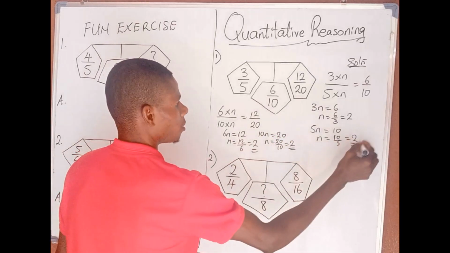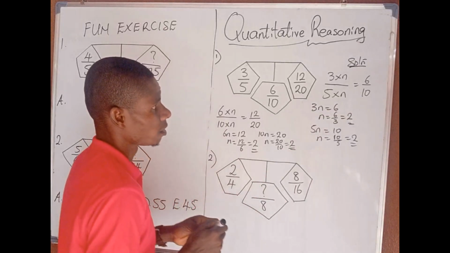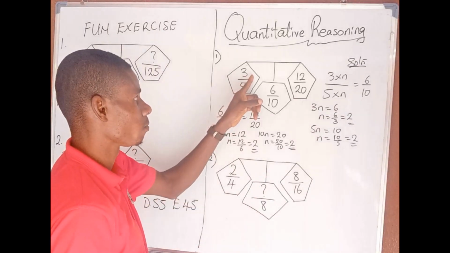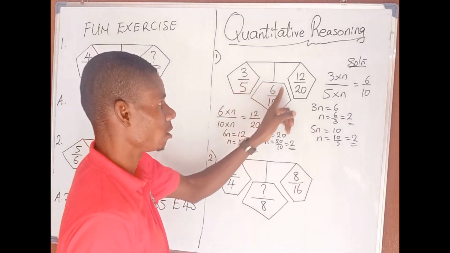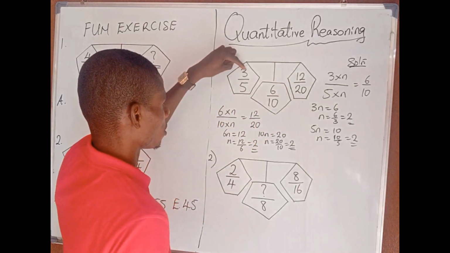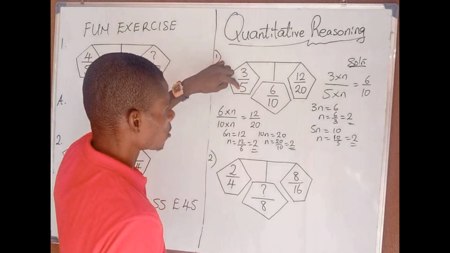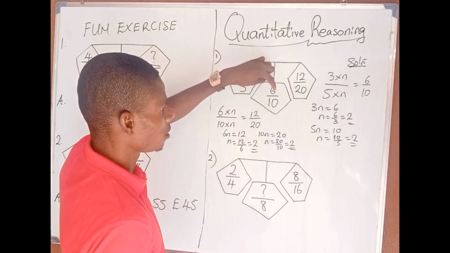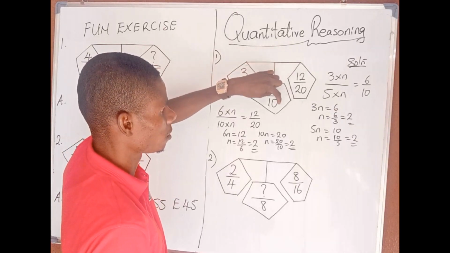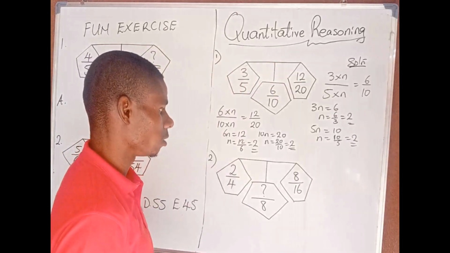So that means that the distance or the difference from here to here is 2. From here to here is 2. Therefore, 3 times 2 is 6, and 5 times 2 is 10. 6 times 2 is 12, and 10 times 2 is 20.